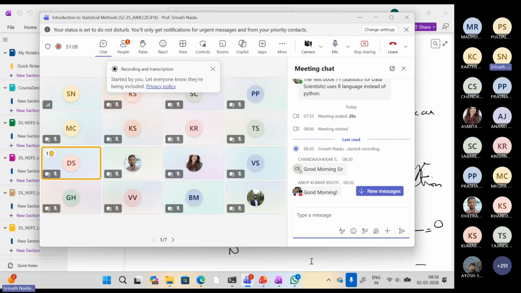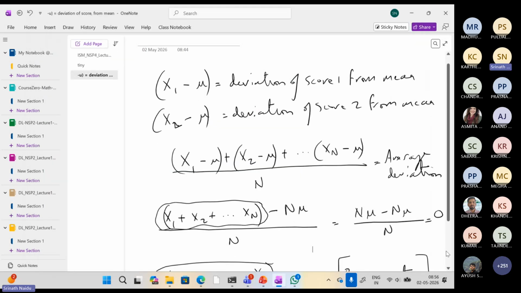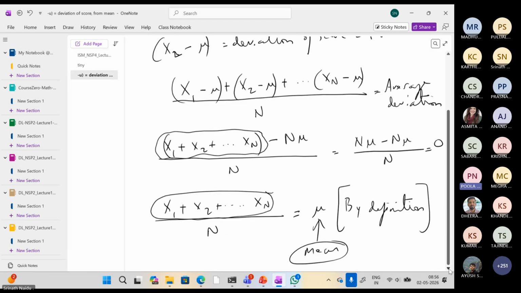So what we want is to not have positive deviations cancel out negative deviations. Last question on this thing. Sorry, so the sum of deviations is always zero, right? Then what is the average deviation? If the sum of the deviations is zero, if I divide that sum by n, I still get zero, isn't it? That's right. So the average deviation is still zero.